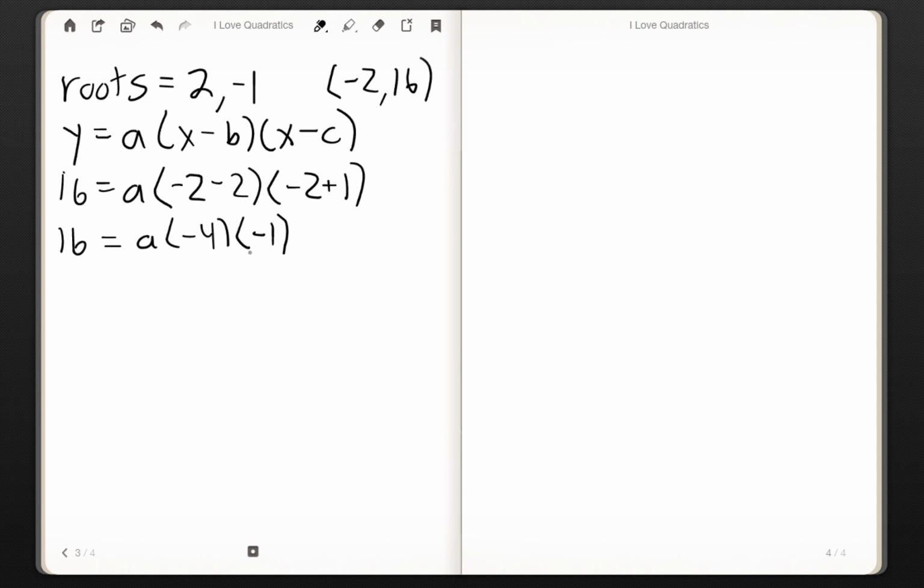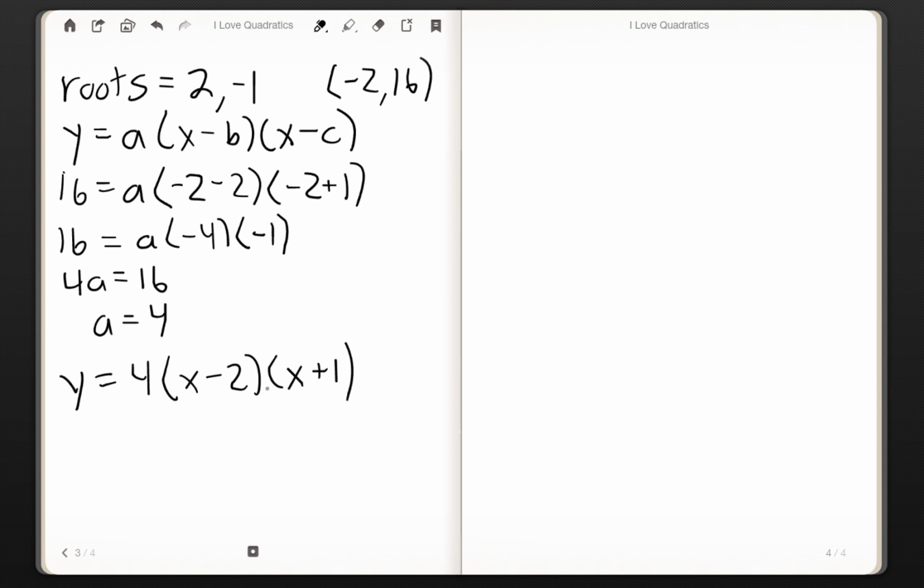And we simplify this out. We're going to get 4a equals 16. So a is 4. And so the final equation will be y equals 4 times x minus 2 times x minus negative 1, or x plus 1.